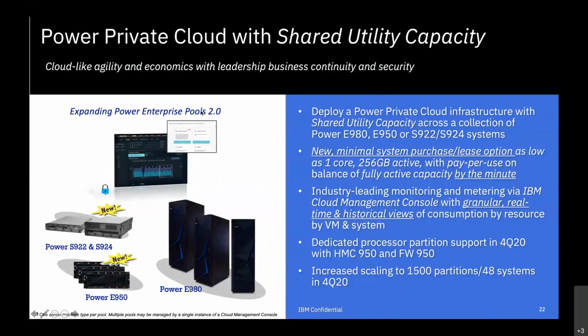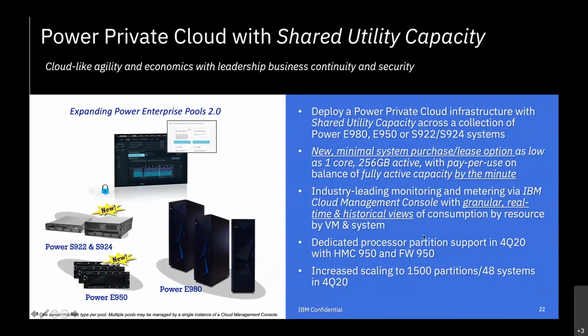Now this is what we talked about earlier. So this helps you to deploy a private cloud infrastructure across these systems. Initially, when it was launched with the E980, there was a minimum capacity which was much more than 1 core and 256 GB. But last year an announcement came where you can buy as low as 1 core and 256 GB with pay-per-use for the remaining.